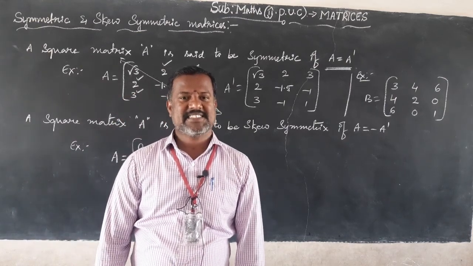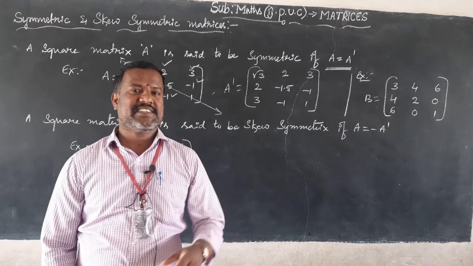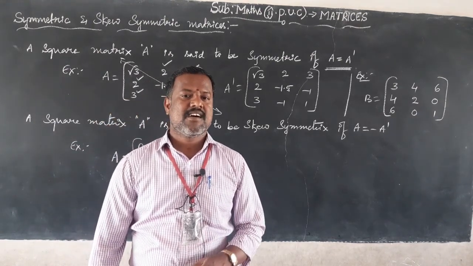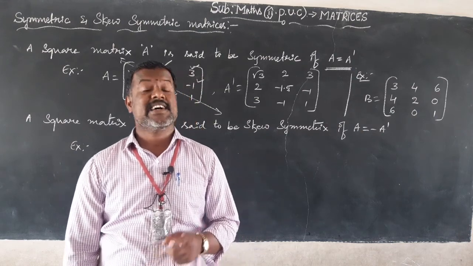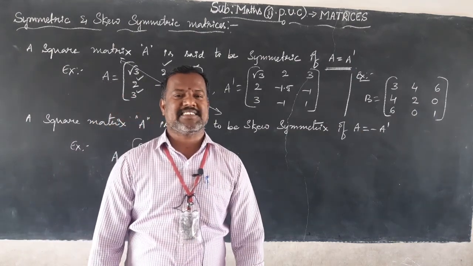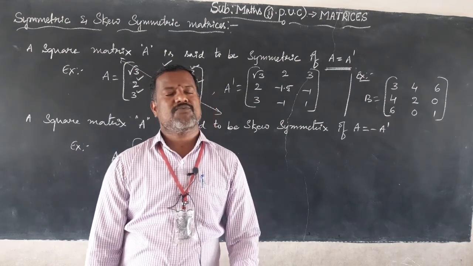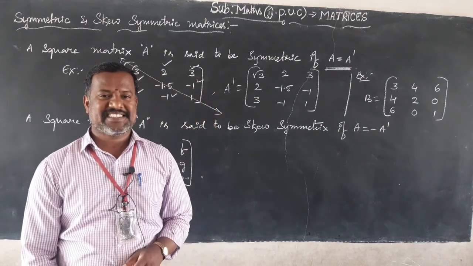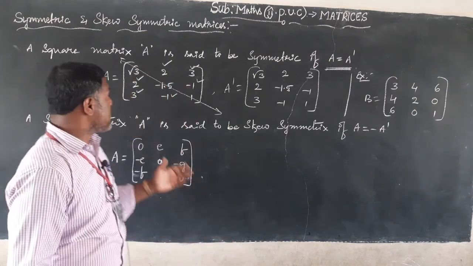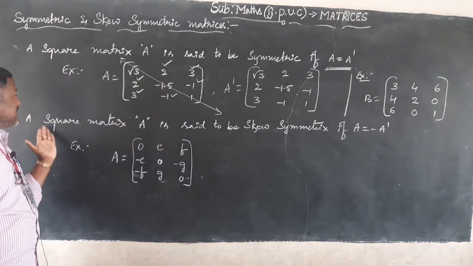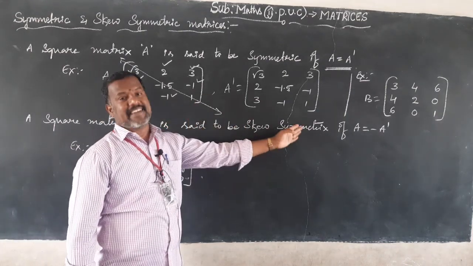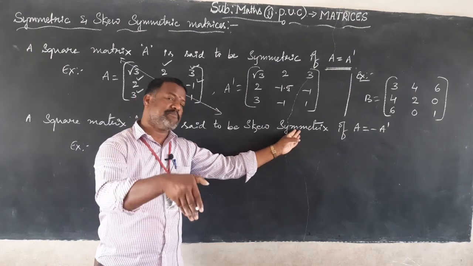A square matrix capital A is said to be symmetric if A is equal to A dash. The other matrix is the skew symmetric matrix. If we come to the definition of a skew symmetric matrix, a square matrix capital A is said to be skew symmetric.